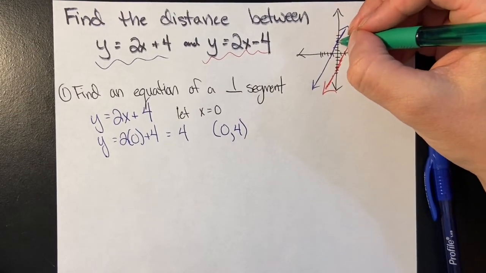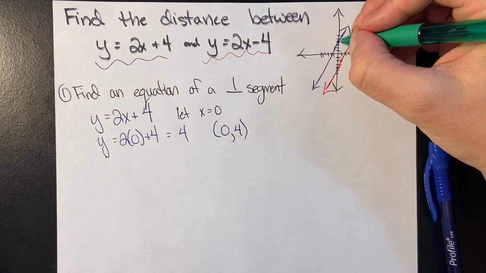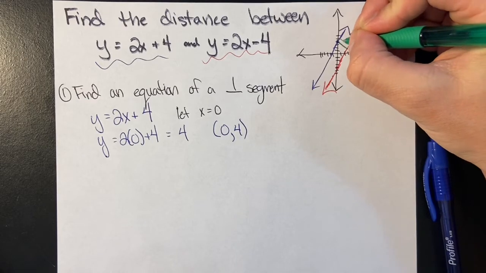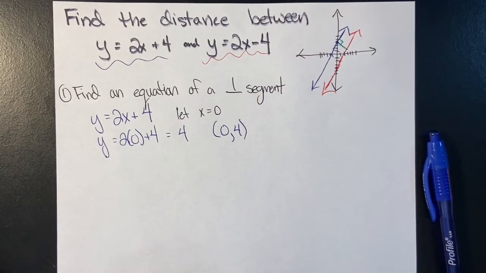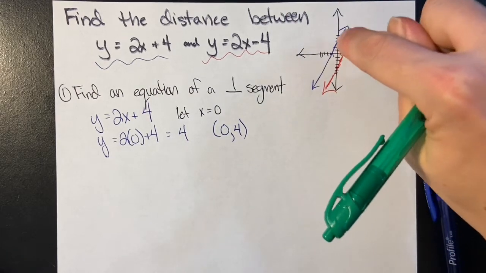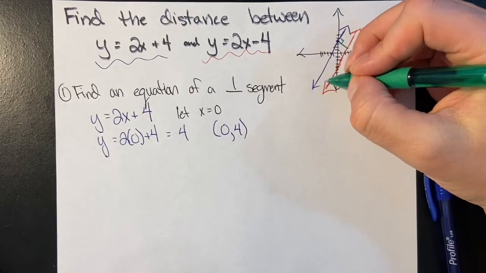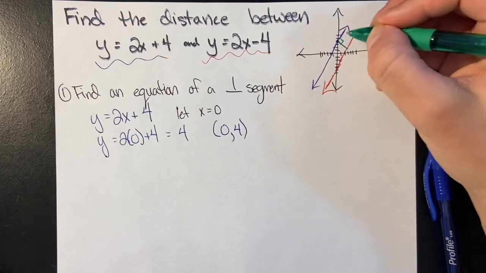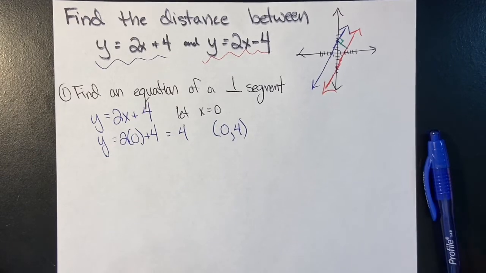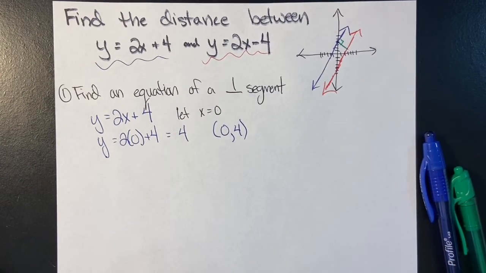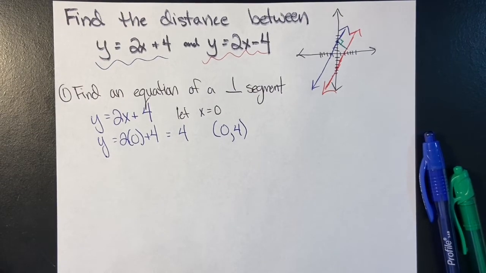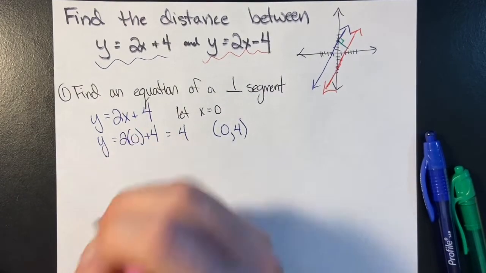So what I'm trying to find is this perpendicular segment, which is going to be a line that's perpendicular, creates a 90-degree angle, and connects to that red line somewhere. Okay, so I need to find out what that green line is. And of course, there's an infinite amount of green lines that I could draw here, but the one that I created was when I let x equal 0. And we're usually going to want to let x equal 0 because it's just easier that way, to be honest.